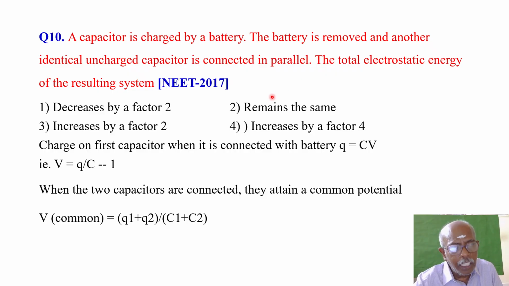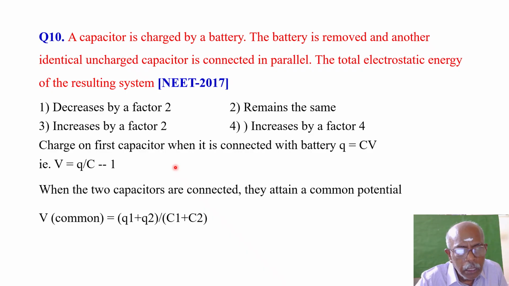So, what are the options, sir? Option 1: decreases by a factor 2. Number 2: remains the same. Number 3: increases by a factor 2. Number 4: increases by a factor 4. So these are all the options.